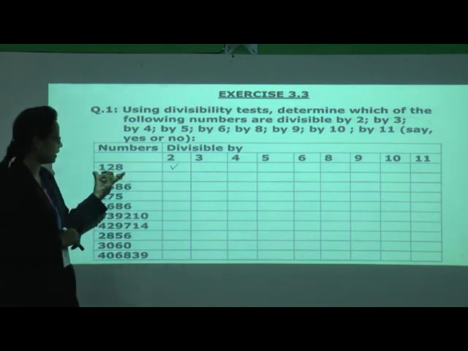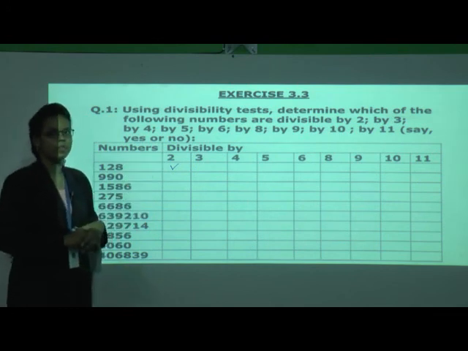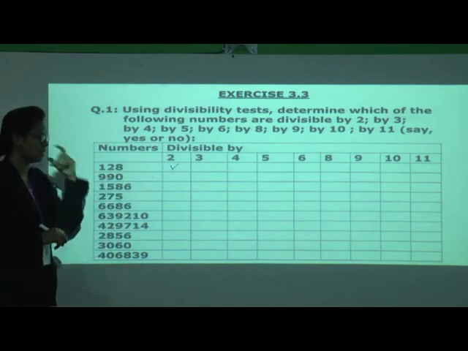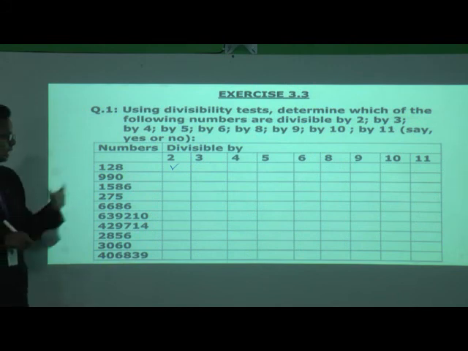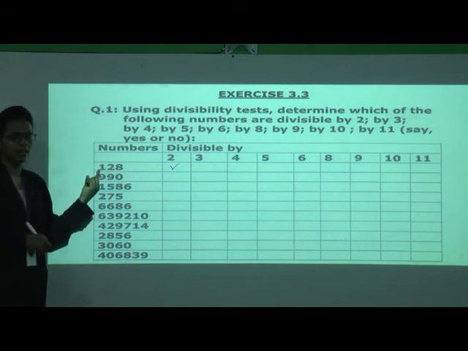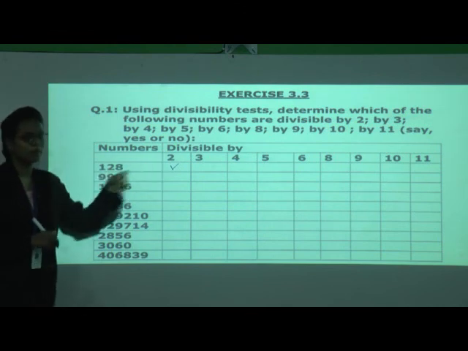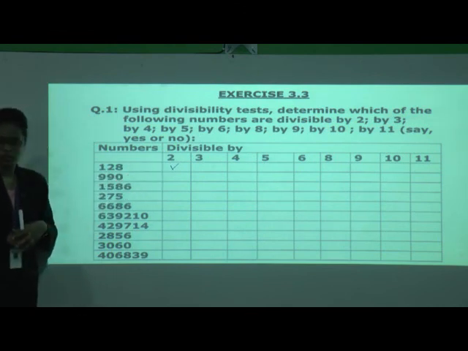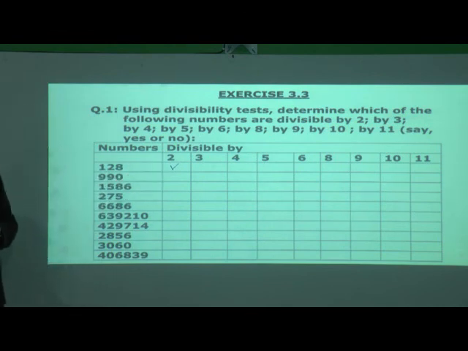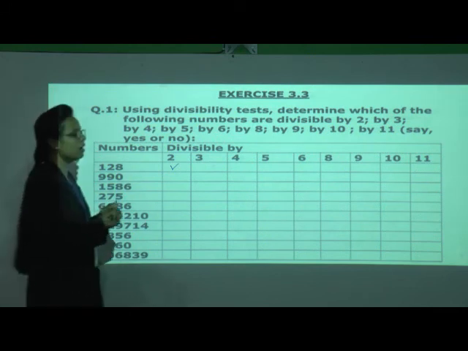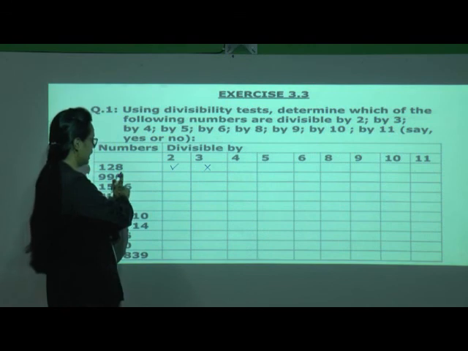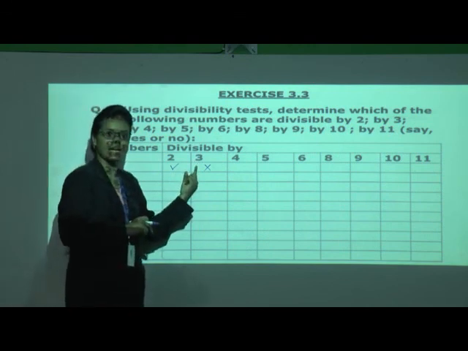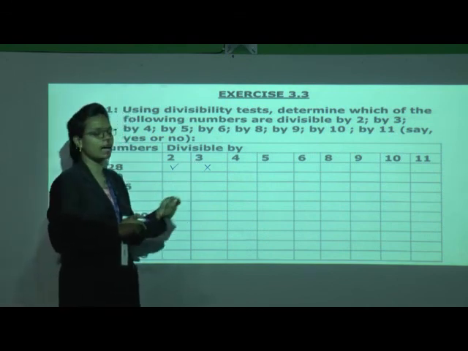Now let us find the divisibility rule for 3. To find out whether the given number is divisible by 3, we have to add the digits. So 8 plus 2 is 10, 10 plus 1 is 11. Whether the number 11 is divisible by 3? No, it's not divisible. So 128 is not divisible by 3.